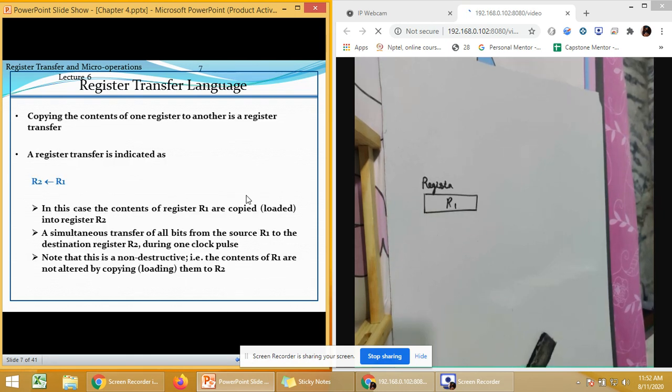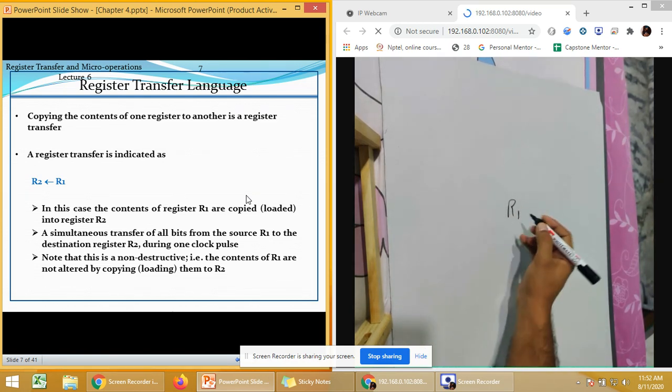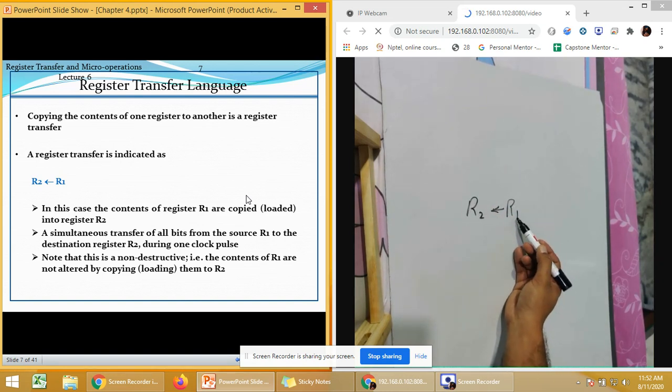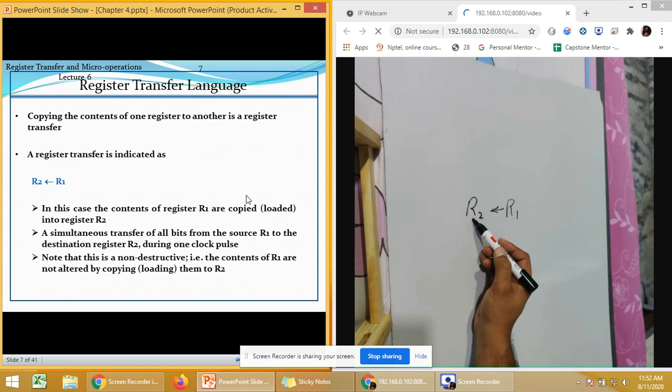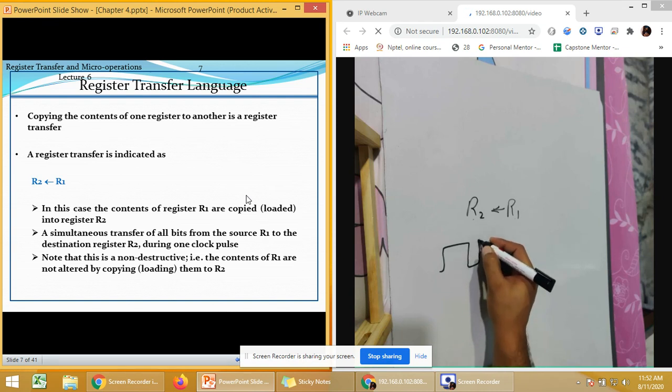Then this is a type of operation in which we tell how to transfer the data from one register to another. In this case, what we are doing is R1 to R2. So what is actually happening? The data of R1 is shifting to R2. R1's content is sent to R2, and when will it happen? Whenever there is a positive clock cycle.